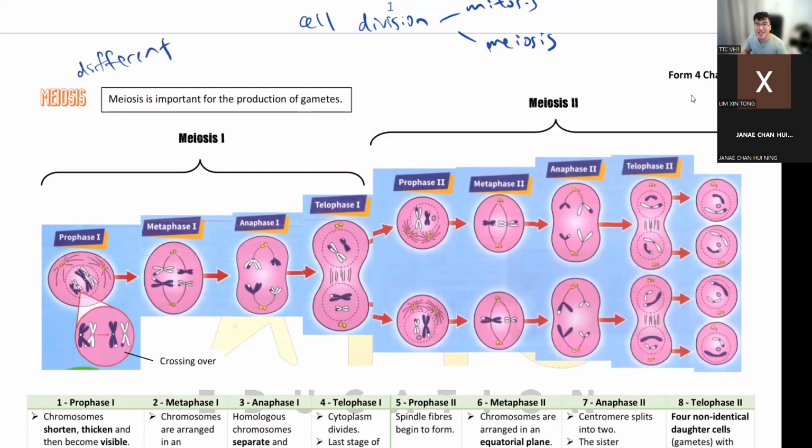Okay, guys, so meiosis is to create different cells. Why do I need to create different cells? Because meiosis is only for gametes. What is a gamete? A gamete is your sperm and ovum.